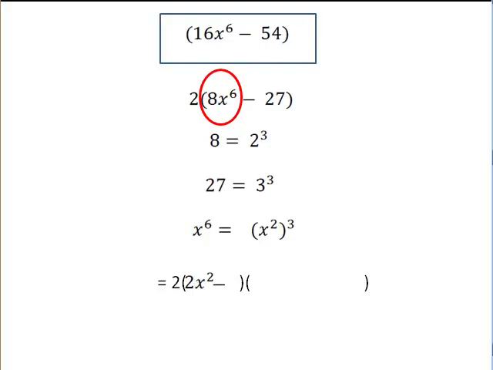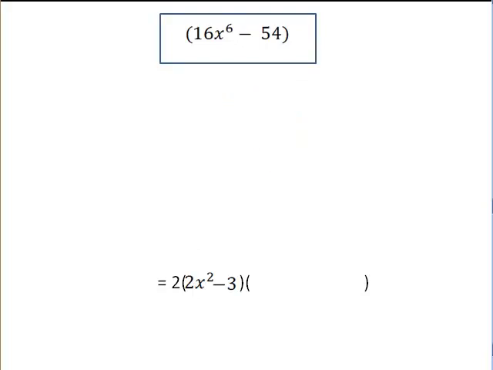In the binomial, the sign will be the same as it was in our original problem. And the second term in the binomial is the cube root of 27, which is 3. We have completed our binomial in the factorization. Now we need to complete the trinomial. To complete the trinomial, we can completely forget about all the work we've done, because we're going to form the trinomial from our new binomial.